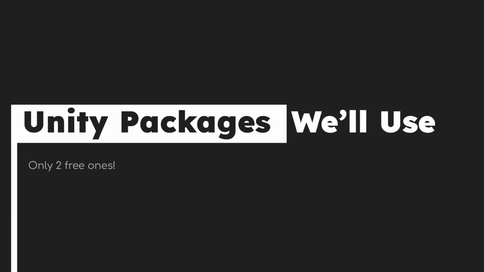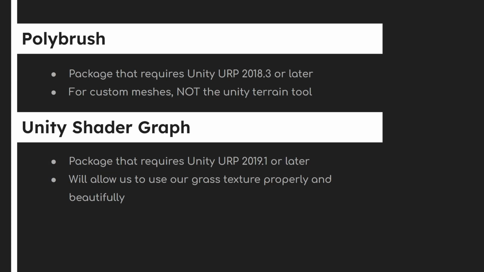The Unity packages that we'll be using, only 2, and they are free. So we'll be using Polybrush. Polybrush was a tool that I found that was great for easily painting the grass onto whichever mesh we specify. And the difference is that it's for custom meshes that we're going to create, not the Unity terrain tool. The Unity terrain tool is its whole other beast that we are not going to be covering today, just because we created our own terrain that we're going to be using. And this also requires Unity 2018.3 or later, which I assume most people would have. And we're also using URP.